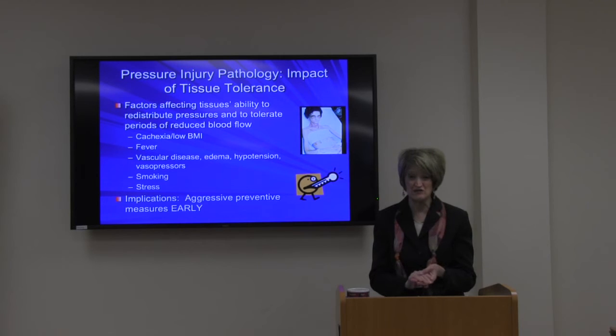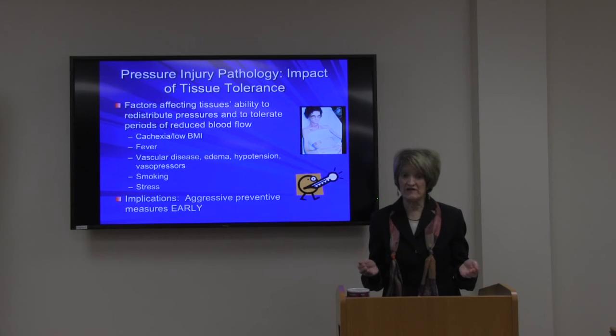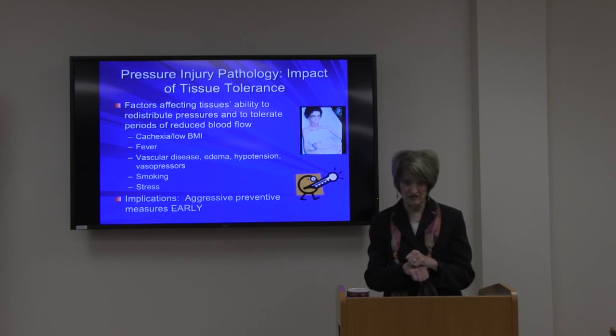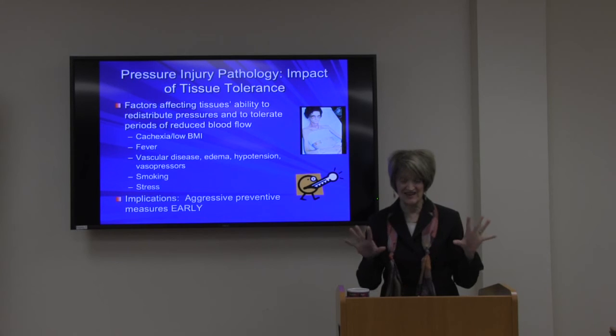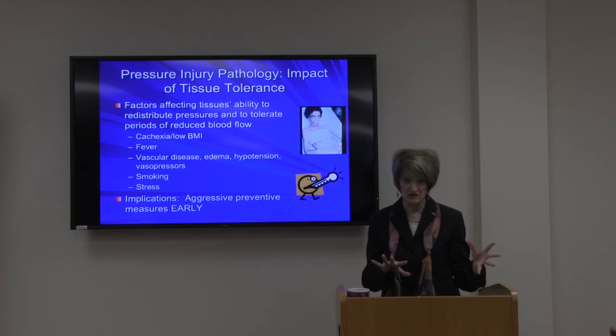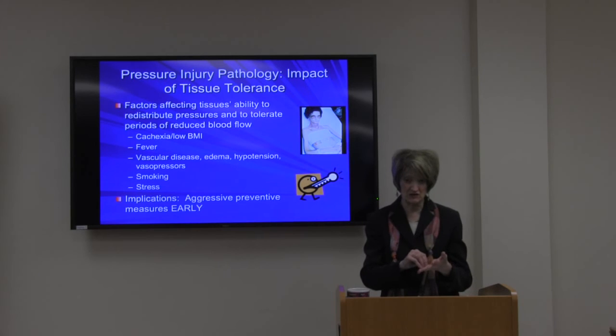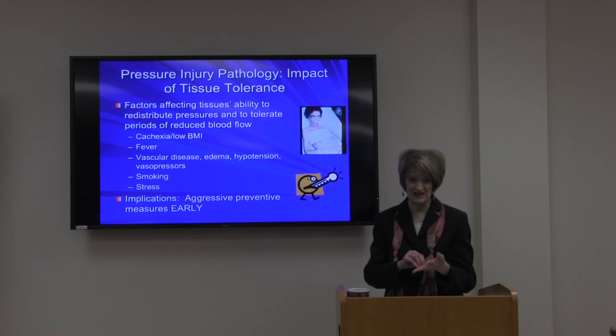What if the patient's hypotensive? What if they're having to use multiple vasopressors just to keep their mean arterial pressure in a relatively safe range? And what about the effects of vasopressors themselves? What do they do to the peripheral circulation? They shut down peripheral blood vessels. So how many of you have had patients with necrotic digits because they required vasopressors? If you have a patient who's in septic shock, hypotensive, on vasopressors, what does that do to their risk for pressure injury? Significantly increases it.